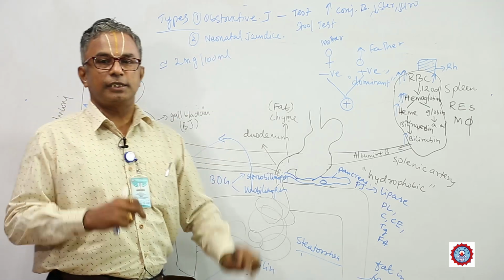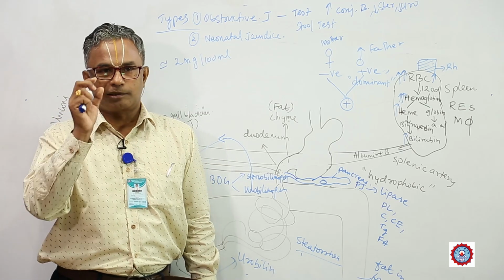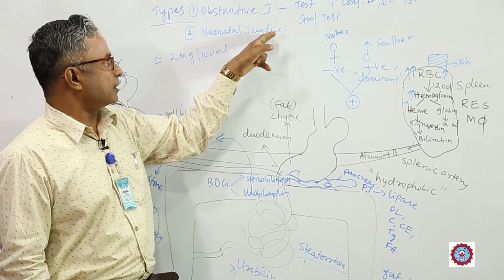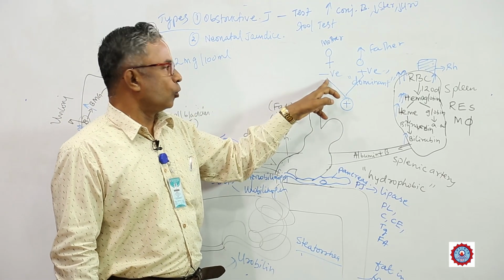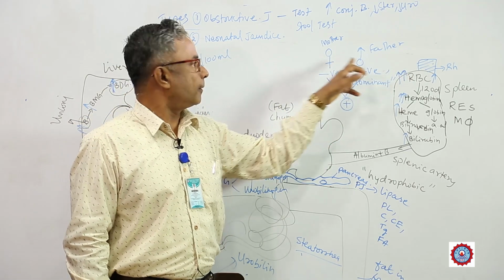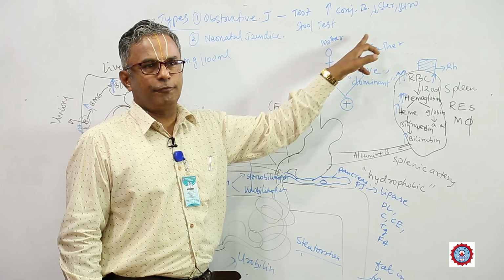That is called neonatal jaundice, just-born baby jaundice. So, this is called neonatal jaundice, which arises due to the mismatching of the blood group between the mother and the father.